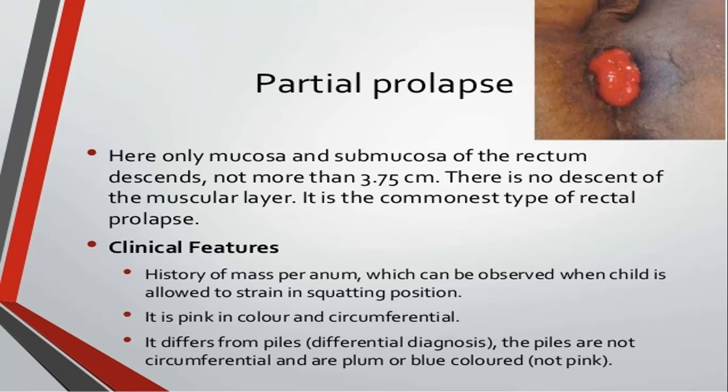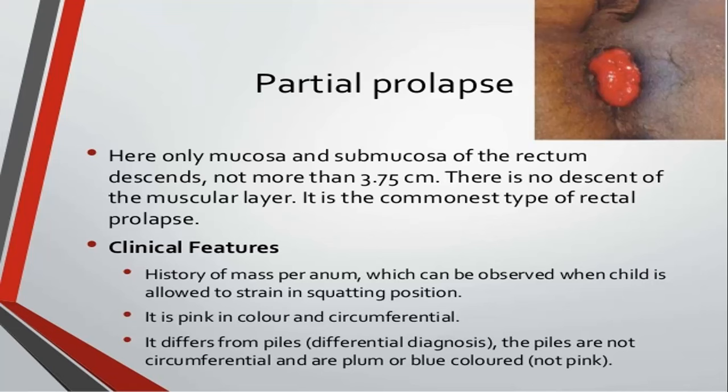Okay. So what are the clinical features? The history is a mass per anum. A patient comes to you and will say something is coming out of the anus, which can be observed when the child is allowed to stand in squatting position. The child's parents will say to you, there's something coming out from my child, and you can ask the child to sit in a squat position and strain. So you see there is something like a mass coming out from the anus.